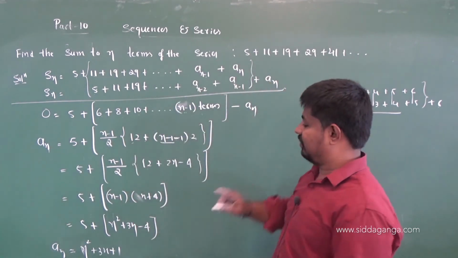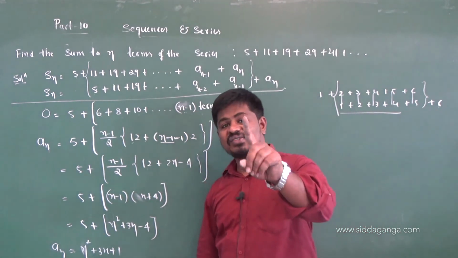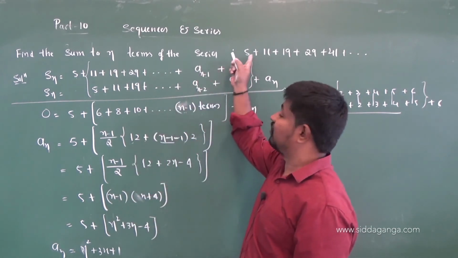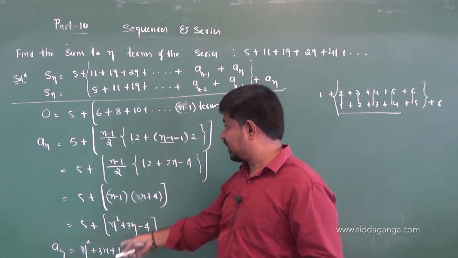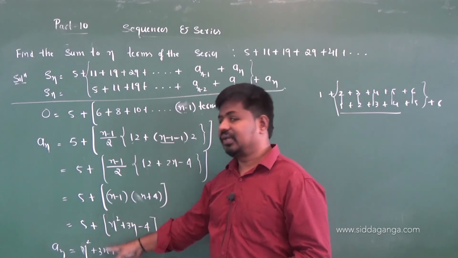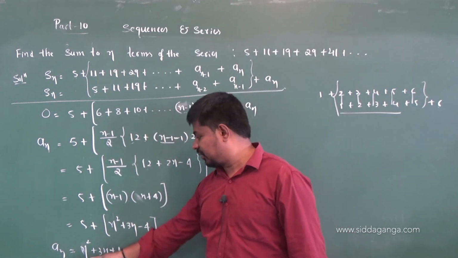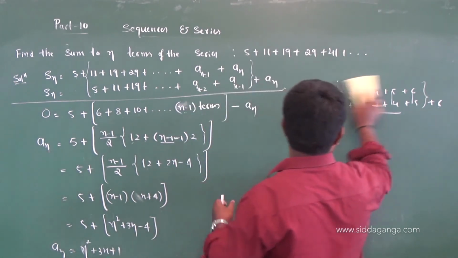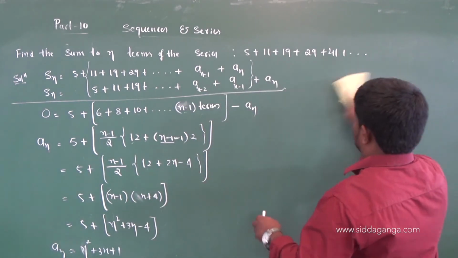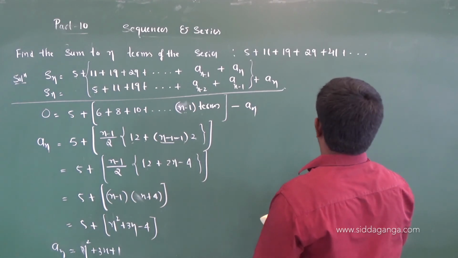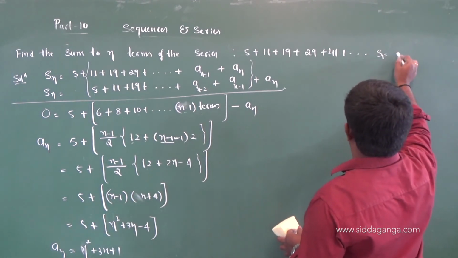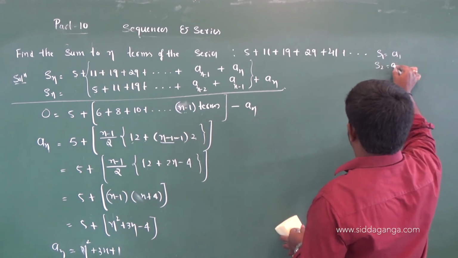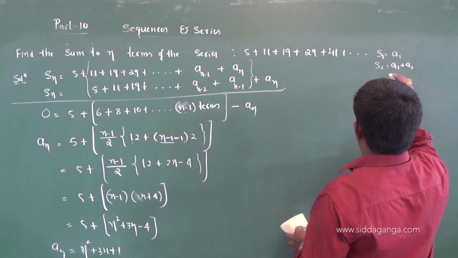Okay, this is what we have got, the nth term of this series. When n is 1, 1 square plus 3 into 1 plus 1, you get the first term, 5. When n is 2, you get the second term, 11. When n is 3, you get the third term. So anyway, we have got the nth term. Now we have to find the sum of all the terms. It's very simple. We know that S1 is the sum of first term, that is A1. S2 is the sum of first two terms, A1 plus A2, right? S3 is what?